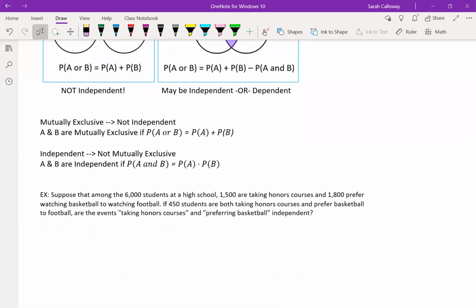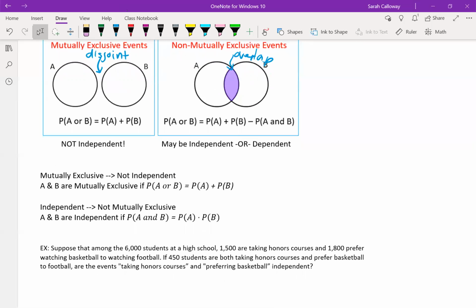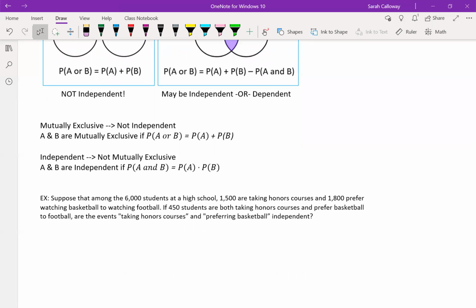So if they are not mutually exclusive, they could be independent or they might be dependent. So there isn't a hard, fast rule in terms of that. But we do know that if something is mutually exclusive, it's not independent. And if something is independent, it is not mutually exclusive. And so there is a way to test whether something is mutually exclusive. And that's by taking the probability of A or B and checking to see if that is equal to the probability of A plus the probability of B. Similarly, to tell if something is independent, we would check the probability of A and B and see if that is equal to the probability of A times the probability of B.